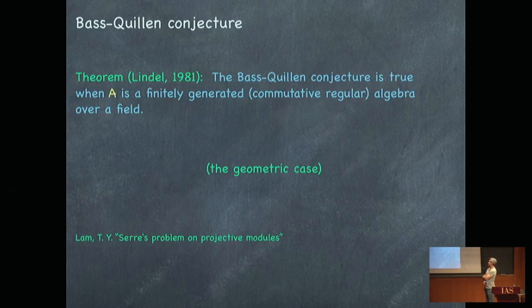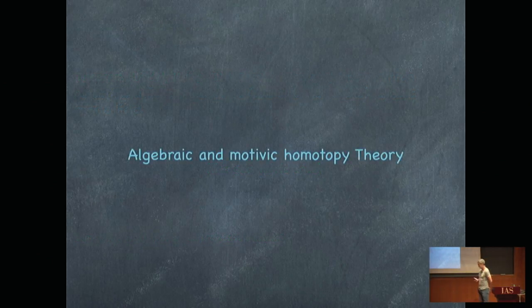And this was proved in the case when the smooth algebra, the smooth variety, was finitely generated over a field. And this is called the geometric case. And this theorem of Lindel's, which is largely exploiting the methods of Quillen and Suslin, really opened the door to this idea that this might be a problem in some kind of homotopy theory. There's a beautiful book on this story by T.Y. Lam called Serre's Problem on Projective Modules, if you decide you want to get more interested in this.